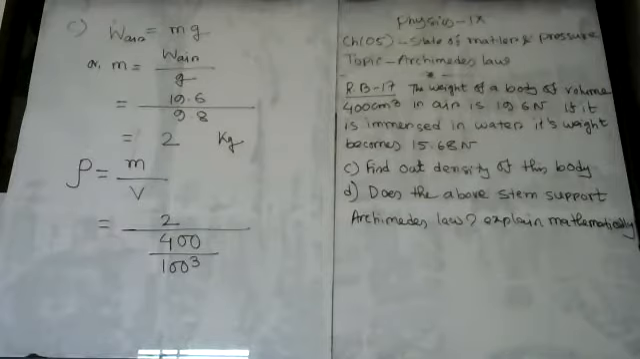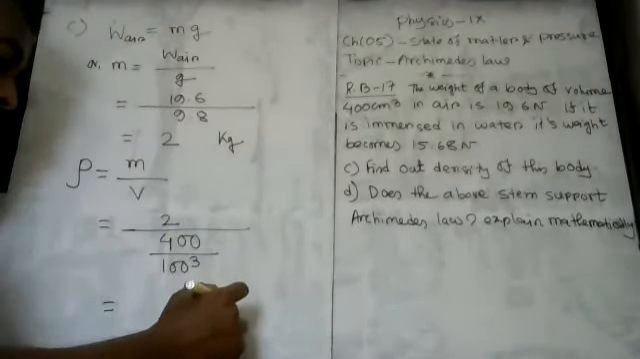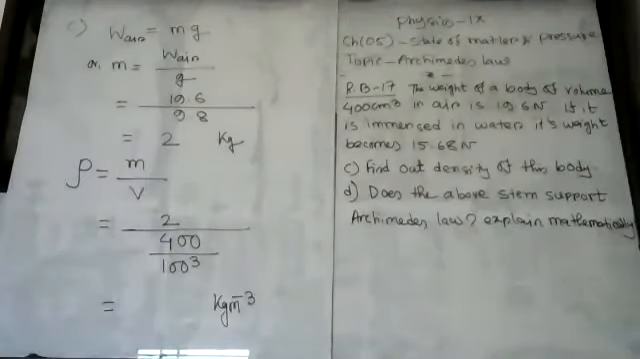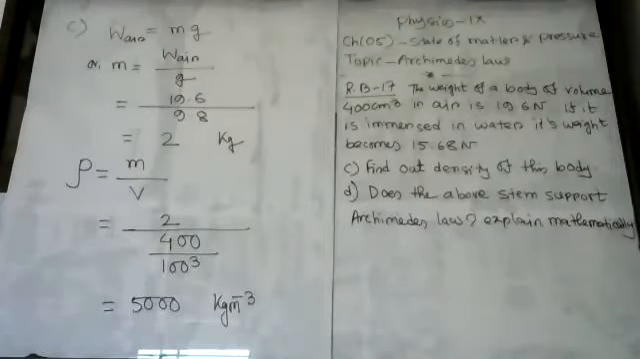Okay. Now, what's the density of this body in terms of kg per meter cube, my dear students? In terms of kg per meter cube. So find out the density of the body. 5,000. So it will equal to 5,000 kg per meter cube.